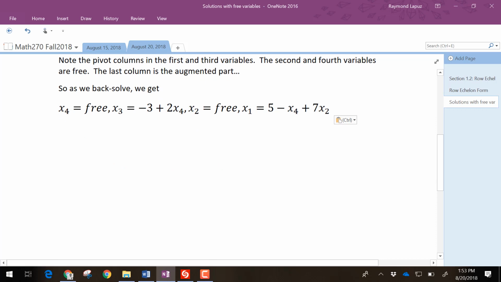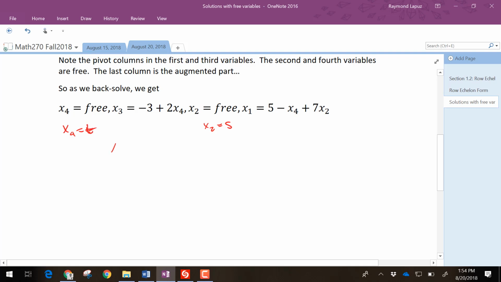Sometimes, because they're free variables, we might call them a different parameter. The parameter that we use is T, and since we need two of them, the next letter is S. So sometimes we use S and T. So we say x4 equals T and x2 equals S, and your solutions then would be in terms of S and T.